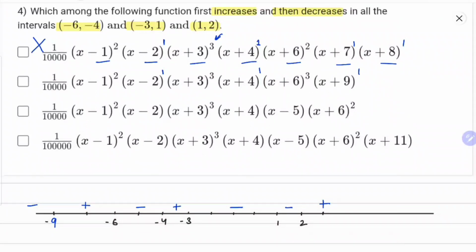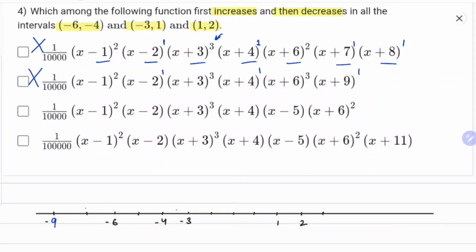Now let's check out between minus 6 to minus 4. It was positive there, then it went negative, and then it again went positive, so it decreased and then increased. So again it is not satisfying the condition of first increase and then decrease, so this is also not the right answer. Let's move to the third option. So let me clear this out.